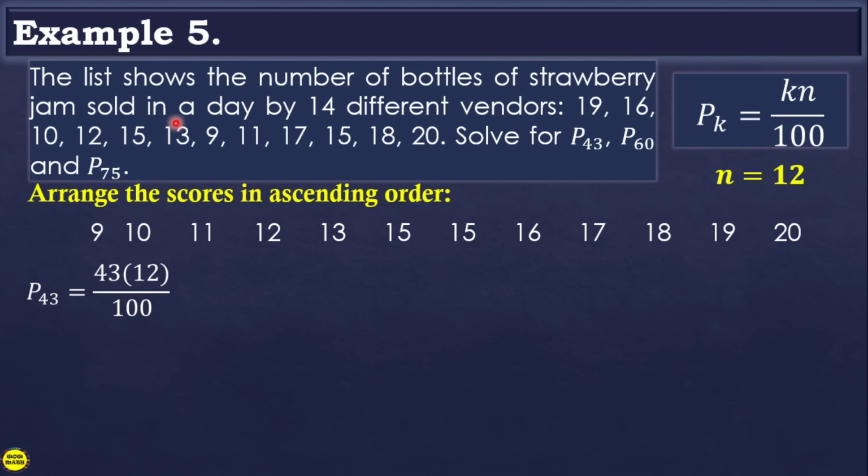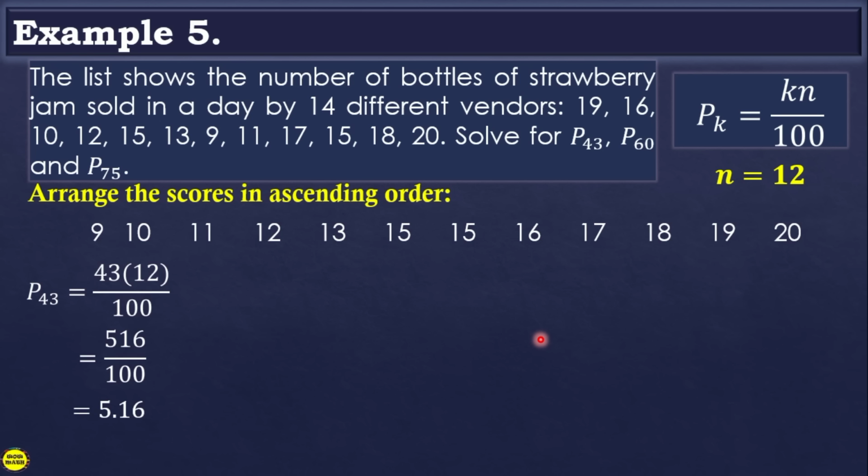Okay, so unahin na natin yung 43rd percentile. Okay, so 43 times 12. So yung K natin, pinalitan natin ng 43 since pinapahanap sa atin yung una is 43rd percentile. So yung N natin is 12. 43 times 12, the answer is 516. Okay, so 516 divided by 100, the answer is 5.16.